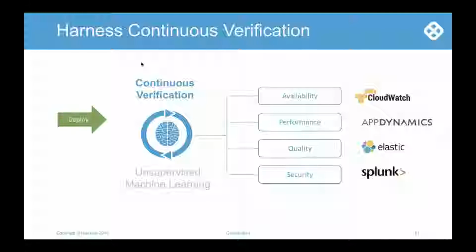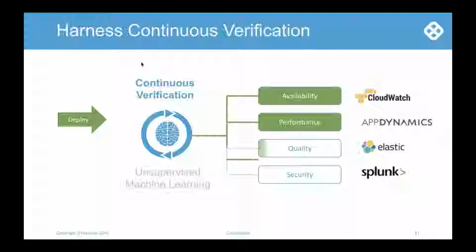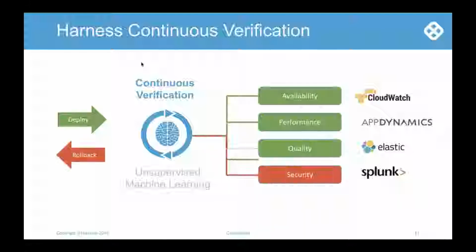Once we do the deployment, what we're going to do is connect to all your monitoring tools. If you've got APM tools, log tools, or even custom time series metrics, we're going to go to the tools that are watching your production application. We're going to use machine learning to build a model of what we see in each of those tools, and then use algorithms to understand the business impact of the deployment, so if need be, we can roll back.